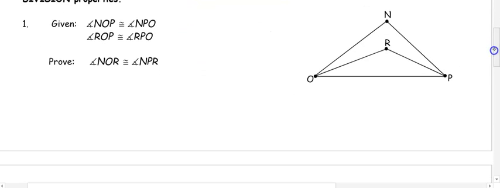So in number 1, we are given that angle NOP, so this whole angle, is congruent to angle NPO, this whole angle. We also know that ROP is congruent to RPO. We want to prove that the other two angles are congruent. We can do that because we know the whole angles are congruent. We can subtract out the littler angles that are congruent, so those angles would be congruent by angle subtraction.